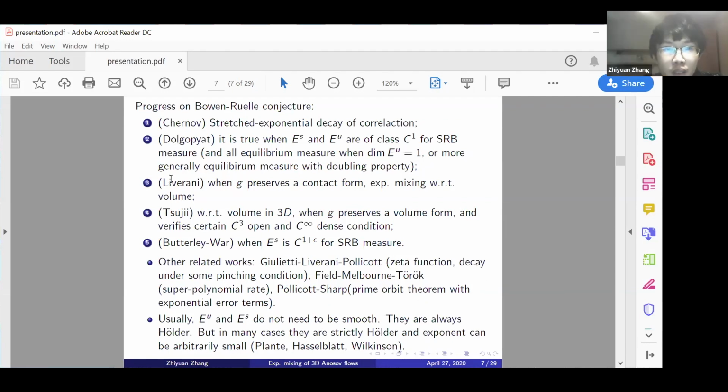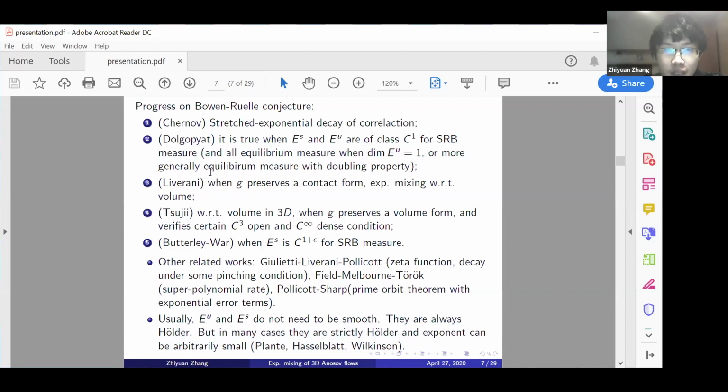Oh, okay. So in this work, they need to know these bundles are C1, but in general, they are not C1. It does not need to be C1. This is a difficulty.